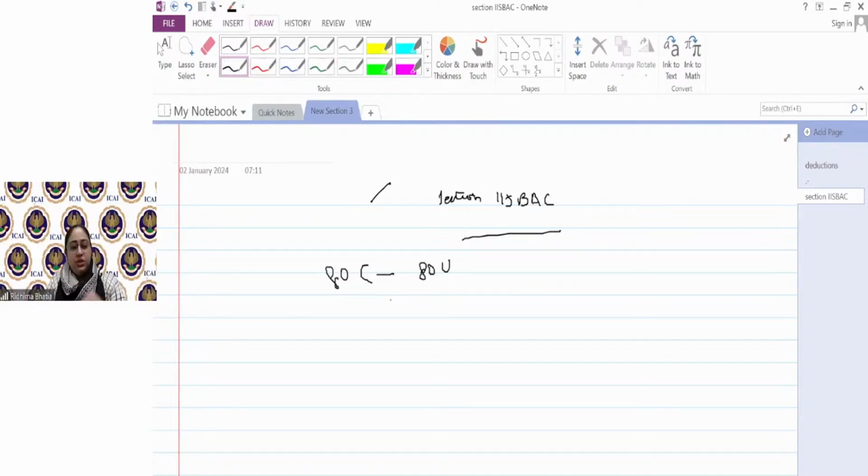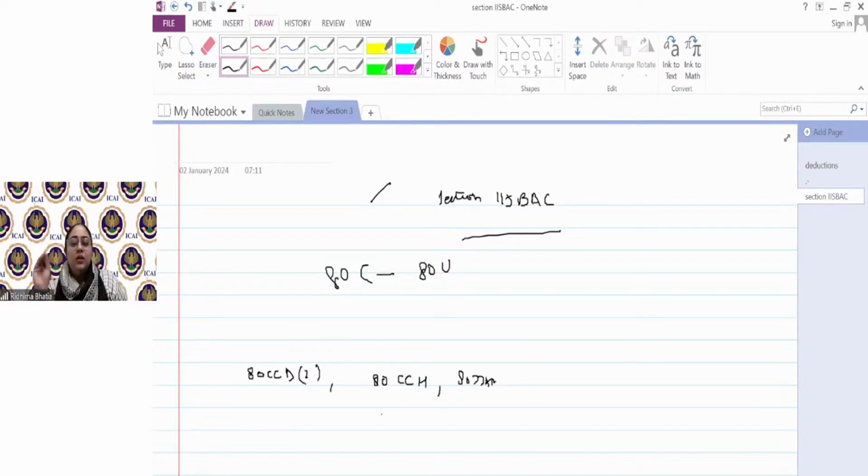Out of the entire sections from 80C to 80U, only 3-4 deductions are allowed, which I'll tell you when we do them. One is 80CCD subsection 2, one is 80CCH, and one is 80JJAA, and there is one more which is not relevant for you. So we'll do it when this particular section comes.